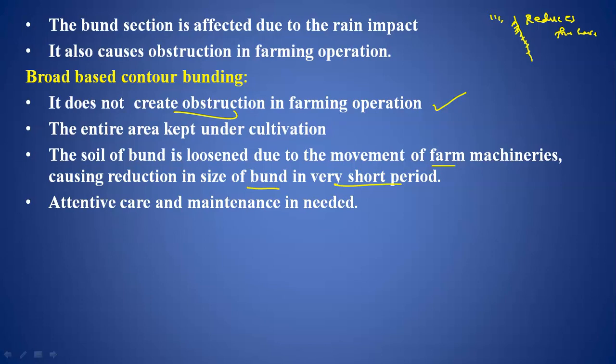Now, one major drawback in this is the soil bund gets looser due to the movement of farm machineries. So when there is a cultivation in the area, the farmer tries to do tillage operation. There is a frequent movement of tractors in the field. Due to this frequent movement, there is a reduction in the size of the bund, because the cultivator or a rotavator which is used to do the operation sometimes gets deserted in a very short period. So more attention and maintenance is needed.